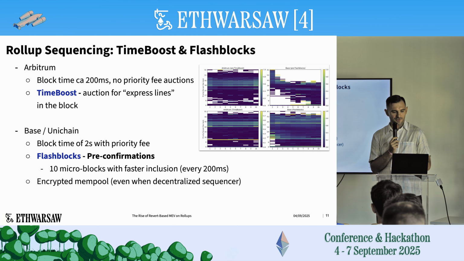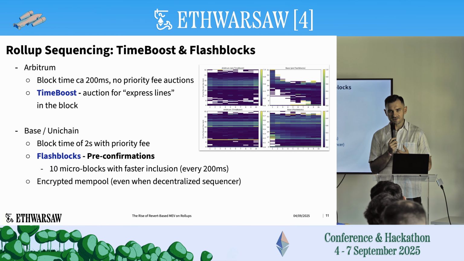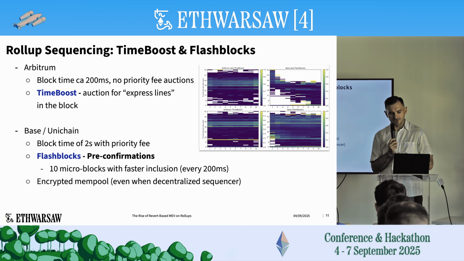Then a very different approach is represented by Base and Unichain. They introduced pre-confirmations. They are, I think, the first rollups that introduced pre-confirmations. Generally, the block production on Unichain was rather slow. On OP Stack, it was just 2 seconds. And with Flashbots, every block is divided into 10 pre-confirmations, each produced around every 200 milliseconds. And then within that pre-confirmation, there's also an auction with the priority fee.